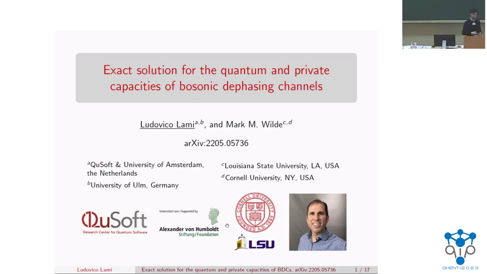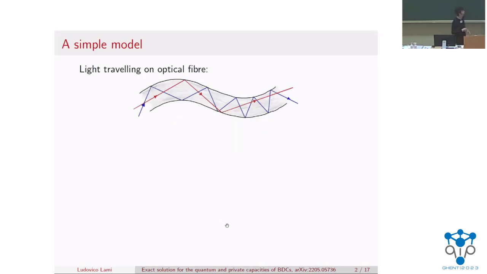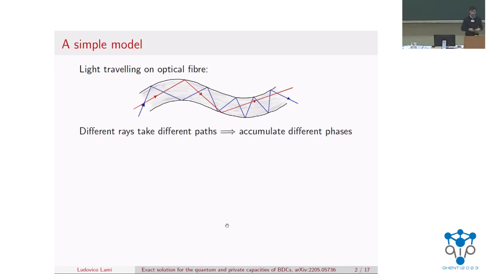So the main topic is this bosonic dephasing channel. Let's try to see what model that is. It's a model of noise for a single bosonic mode. Let's say that you have light traveling along an optical fiber, and here I drew two different rays, and you can see that the blue ray and the red ray have different optical paths and optical lengths. That means that they will gain a different phase along the trajectory.